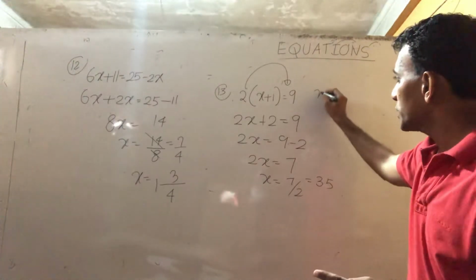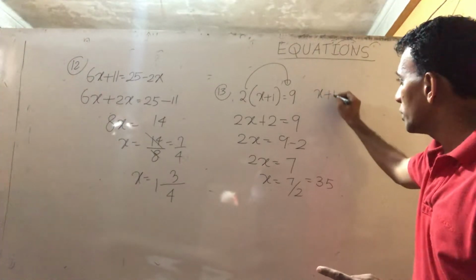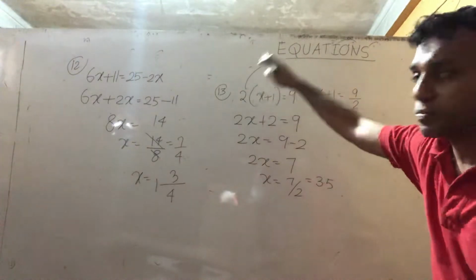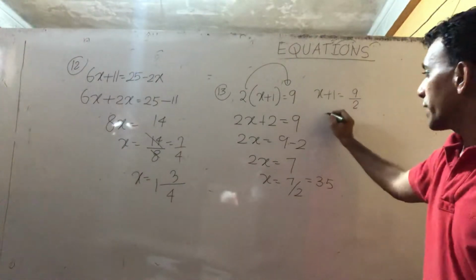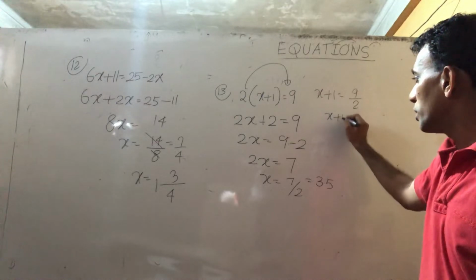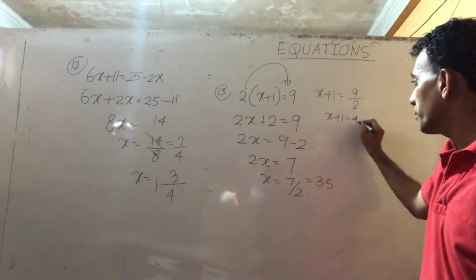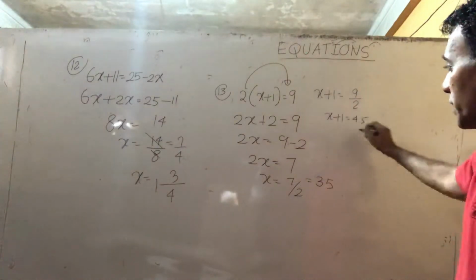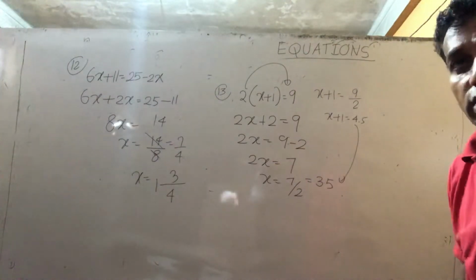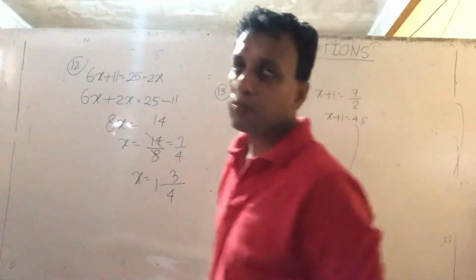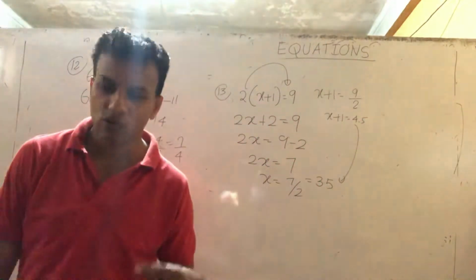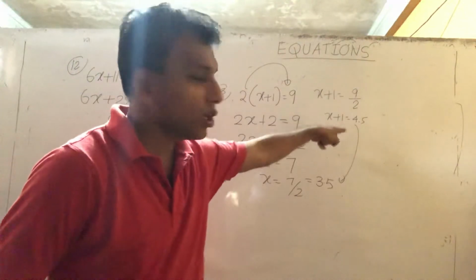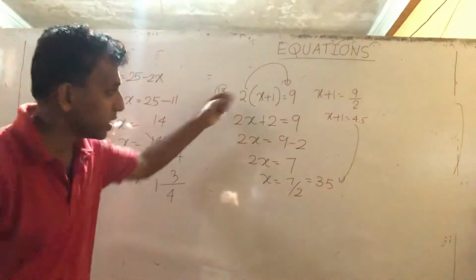So x plus 1 equals 9 divided by 2. So x plus 1 equals 4.5. Take the 1 to the other side, subtract: 4.5 minus 1 is 3.5. That's also easy, but you can't use it for every problem like that. It can be used only when the division is proper. Otherwise, multiply out the bracket.